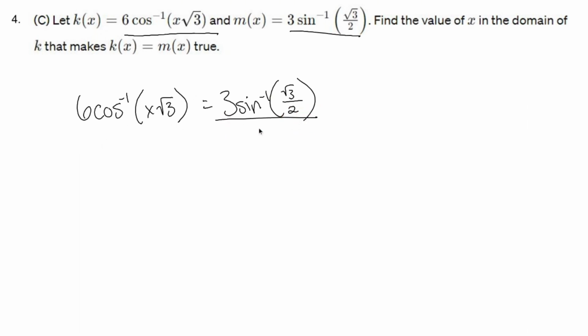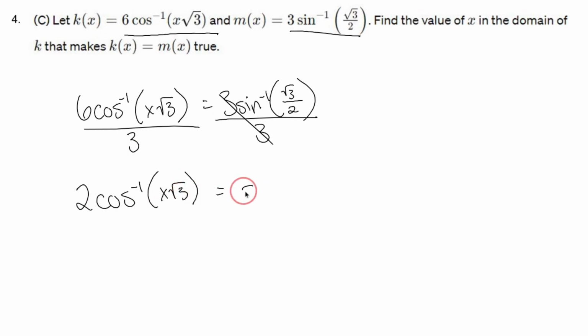I could divide everything by 3 if I wanted to. Might be helpful. I don't know. Maybe, maybe not. So that gives me 2 inverse cosine of x root 3 equals the inverse sine of root 3 over 2. Now, I know what the inverse sine of root 3 over 2 is. It's the y value on the unit circle. That gives me root 3 over 2, and that is pi over 3.